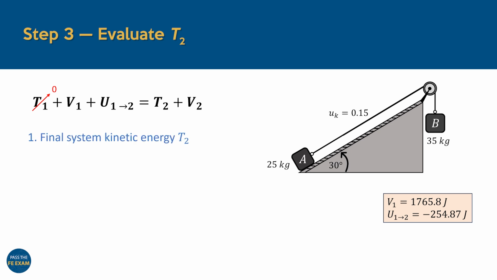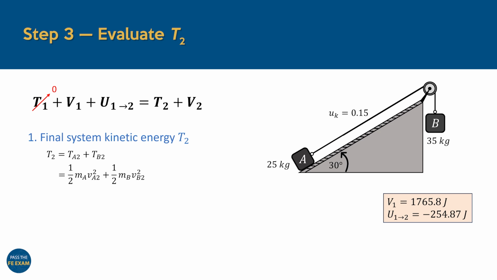Let's start with kinetic energy T2. The total kinetic energy is the sum of the kinetic energies of both blocks A and B. We also know that the formula for kinetic energy is a half mass times velocity squared, and that we need to apply this for each block.